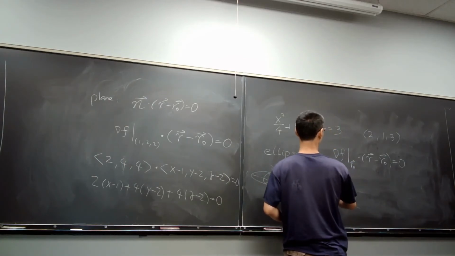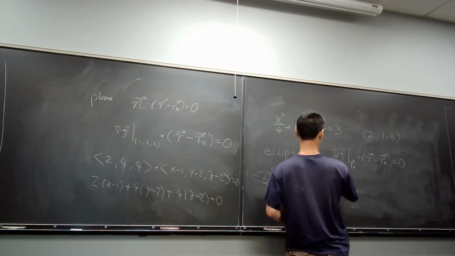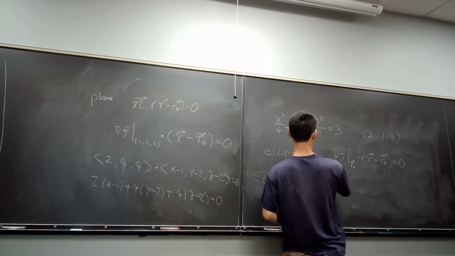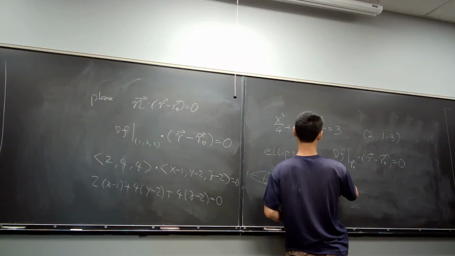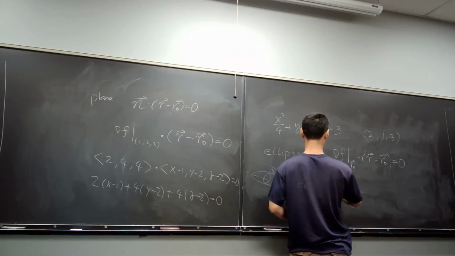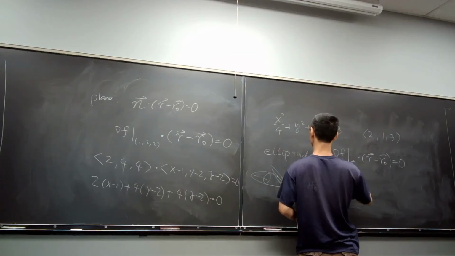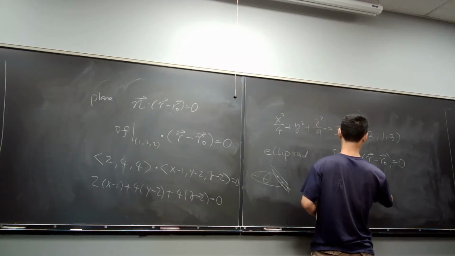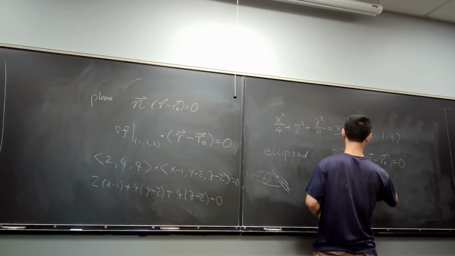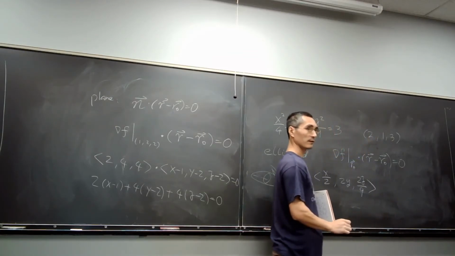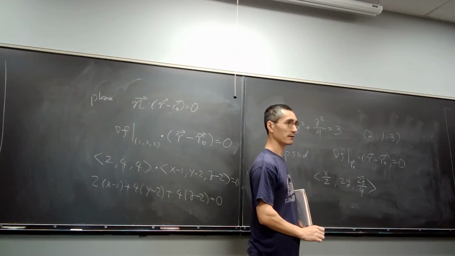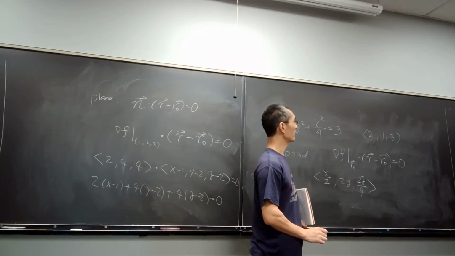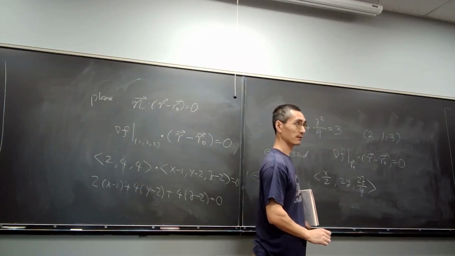All right, let's take it. What's the derivative? What's the x derivative? Come on. 1/2 x, great, and then 2y, and then 2z/9. Then you have to do something before you go on. You have to evaluate at (2, 1, 3).